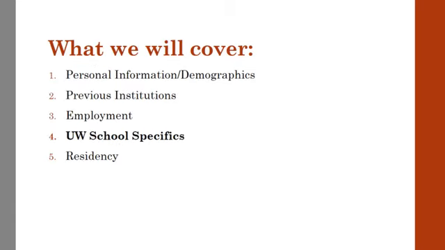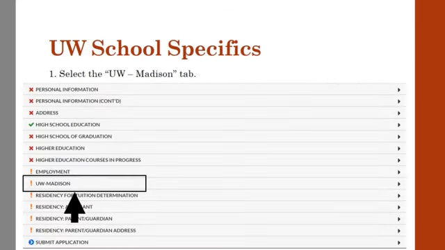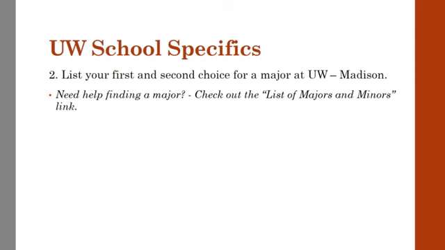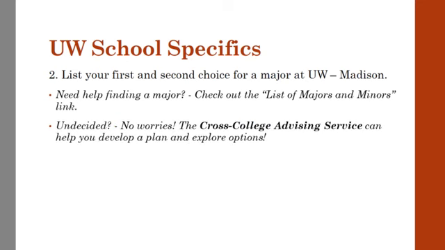Next, we will enter information regarding the school you are applying for. Specifically, we will enter UW-Madison information here. To enter this, select the UW-Madison tab. You'll be asked to enter your first and second choice for a major. If you have a field you're interested in but need help finding a major, be sure to check out the list of majors and minors link. If you're undecided, feel free to head over to the Cross College Advising Services page to help get feedback on how to develop a plan and also explore major options. Links to both of these pages are located in the UW Transfer Resources page below.